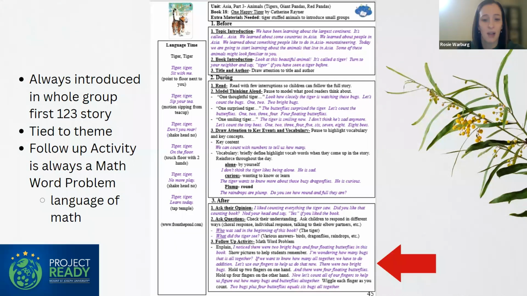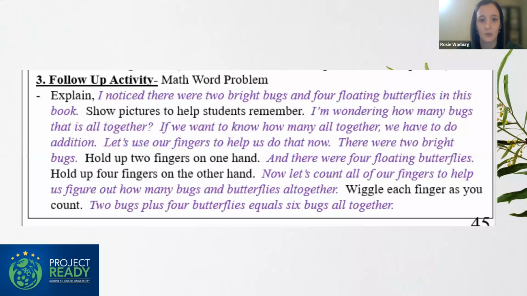And it's here at the bottom of that lesson plan. You can see the story word problem. So I've enlarged it here for us. This is the math word problem from our book, One Happy Tiger. And it's written out like this. So in black, you see the instructions for the teacher, and the purple italicized is the scripting that you can use with your students.